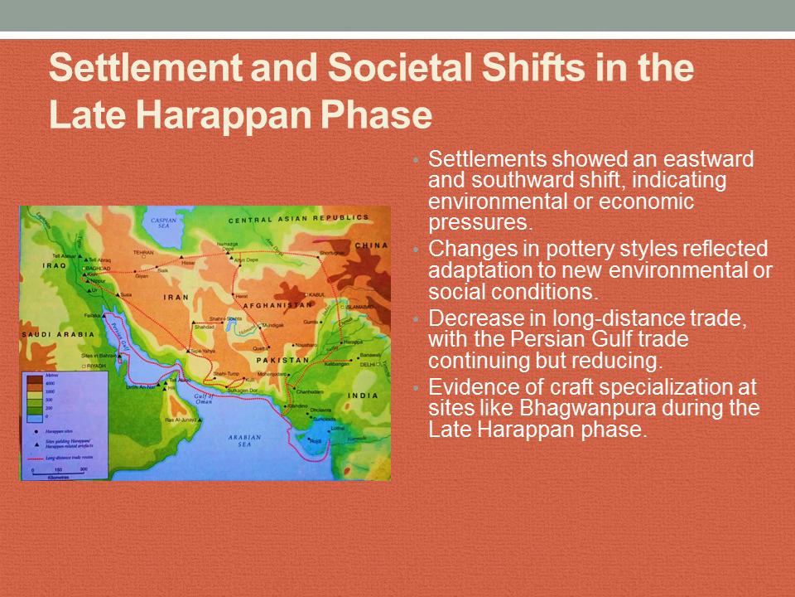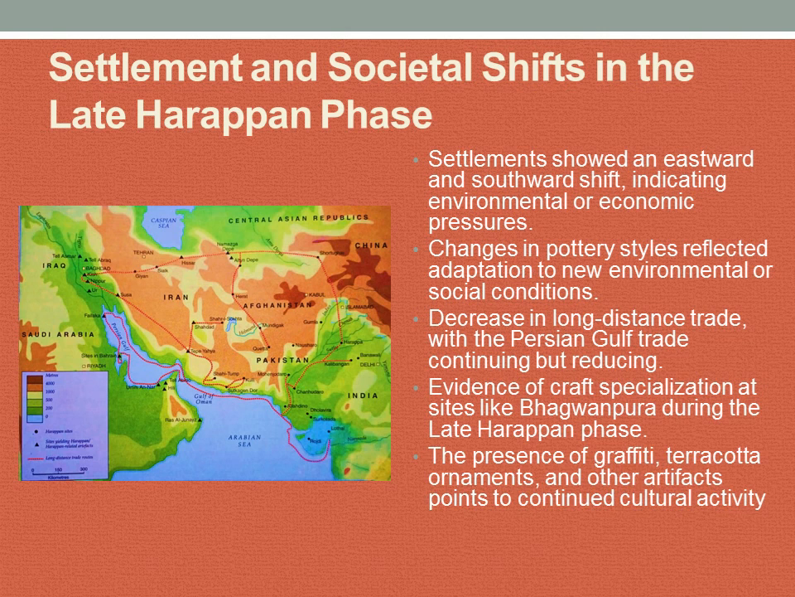Evidence of craft specialization at sites like Bhagwanpura during the late Harappan phase. So it is not that everywhere everything ceased to exist. There was evidence of craft specialization in the late Harappan site of Bhagwanpura. The presence of graffiti, terracotta ornaments, and other artifacts point to a continued cultural activity. So, there was continued cultural activity in the late Harappan phase.